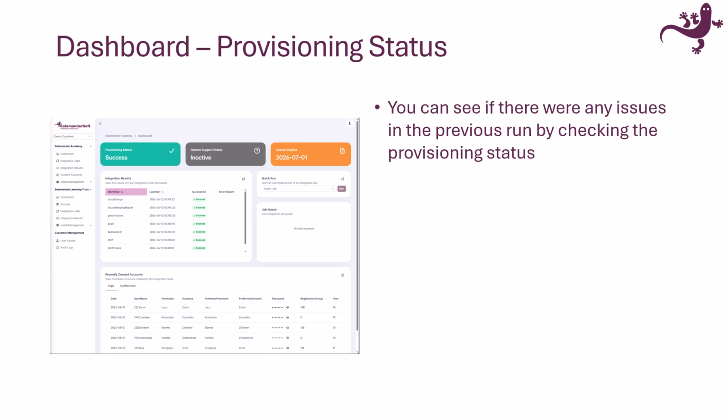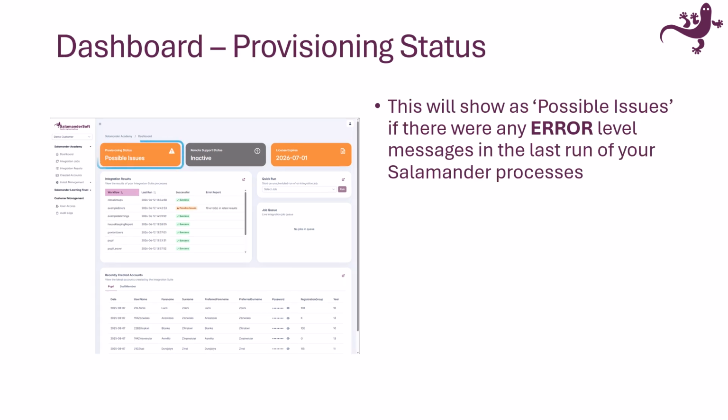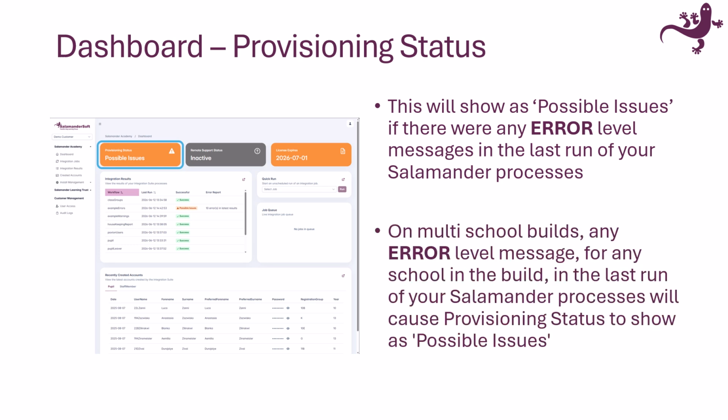You can see if there were any issues in the previous runs by checking the provisioning status. If no issues occurred, the provisioning status will show as success and the box will be green. The provisioning status will show as possible issues if there were any error level messages in the last run of your Salamander processes. On multi-school builds, any error level message for any school in the build in the last run of your Salamander processes will cause provisioning status to show as possible issues.